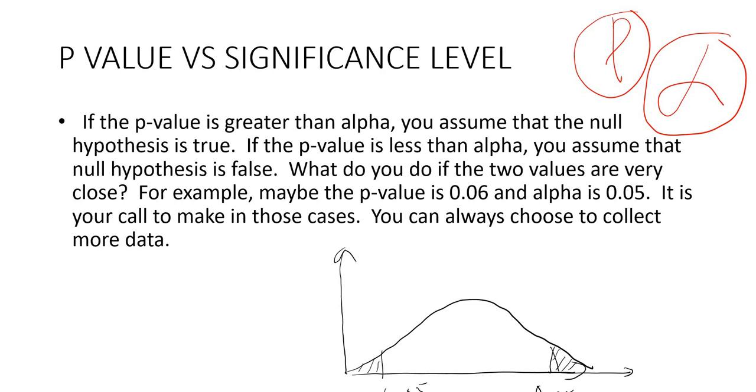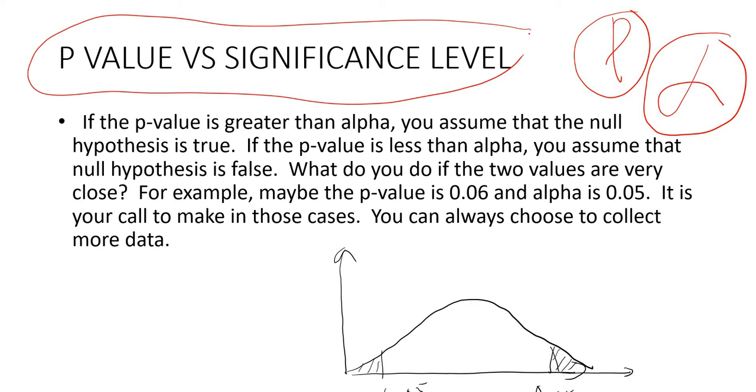See, I am giving some more idea about the theory behind this: the p value versus the significance level. If the p value is greater than alpha, you assume that the null hypothesis is true. Very important. If the p value is less than alpha, you assume that the null hypothesis is false, and you should go for the alternate hypothesis. What do you do if the two values are very close? Then you collect more data and do the experiment again. That's what you have to do.